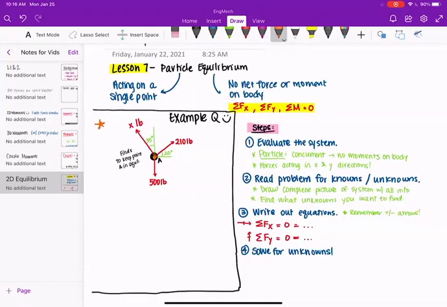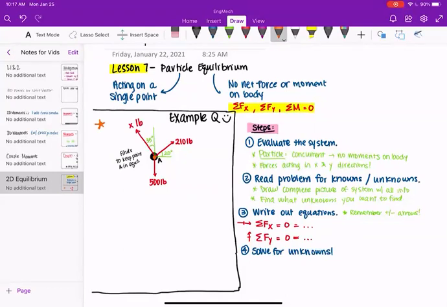Because they're all concurrent, there is no moment happening on the body. Because I'm pulling everything at one point, there is no reason for this body to want to rotate. It's just going to move up, down, left, or right. Now look at the forces that are acting on the body. I have three forces, all acting in different directions.